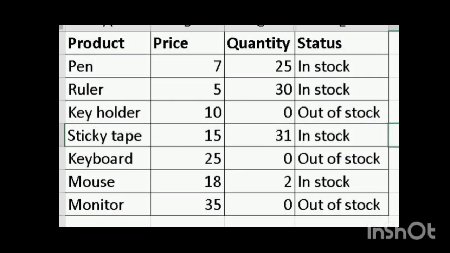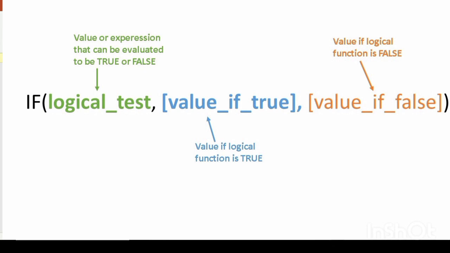in stock or not. Okay, so here is the syntax of the if function. The very first element of this syntax is the logical test. The logical test is a value expression that can be evaluated to be true or false. Next, we have the value if true. The value if true is the value that is returned if the logical test is true. And the value if false is the value that is returned in the cell if the logical test that we had at the beginning is false.